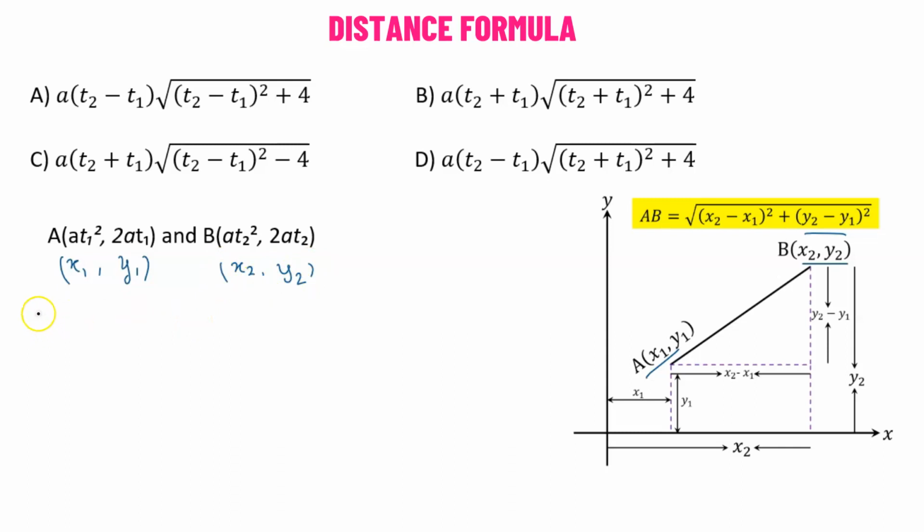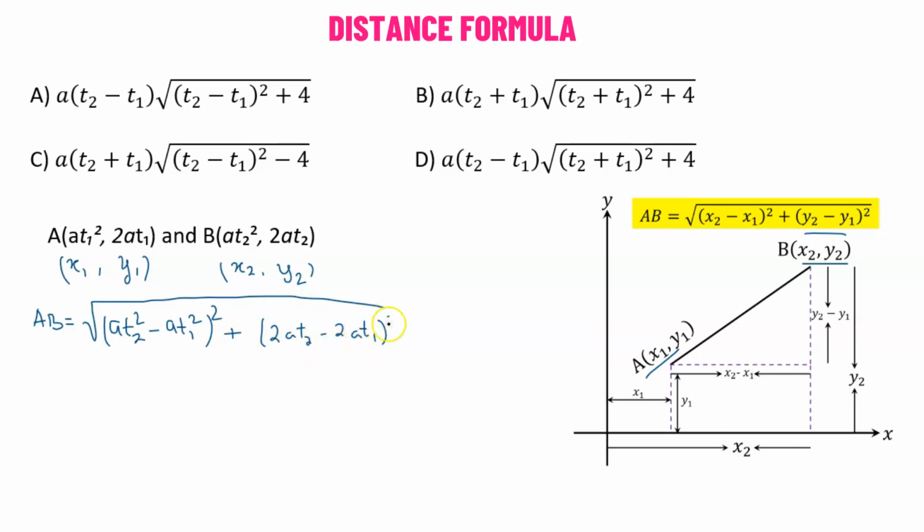Fine. So let's try to find out AB. So the distance AB is going to be equal to, we'll take the square root. Underneath the square root, first we'll take the difference of the x coordinates. So that's at2 squared minus at1 squared. Okay, then we are going to square it. This will be added to the difference of the y coordinates. So that's 2at2 minus 2at1 and then square it.